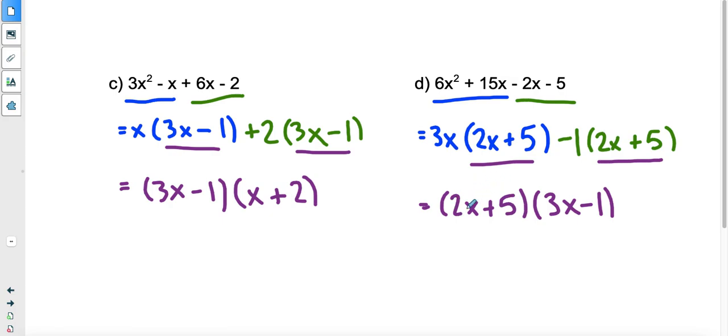Again, to check your answer, you can always expand your expression out. And when you're factoring by grouping, you need to make sure the expressions inside the brackets here are the same so that you can common factor it out.